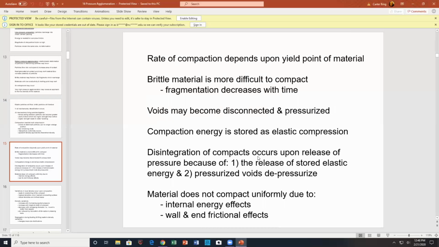Disintegration of compacts occurs upon the release of pressure, the release of stored elastic energy. You don't want it pressurized, you want it depressurized. You've got to let the air out.